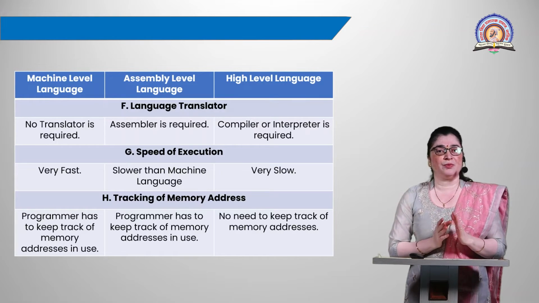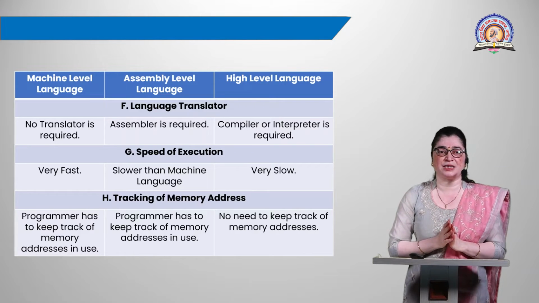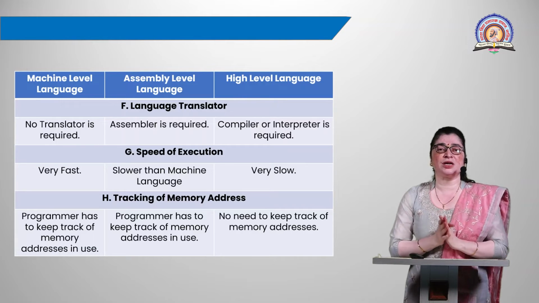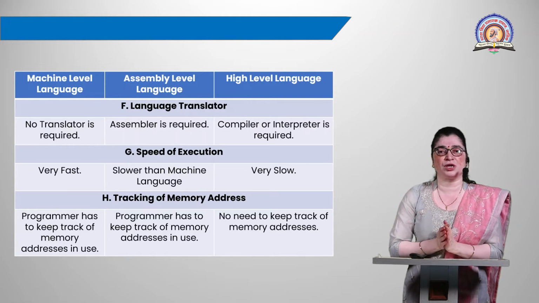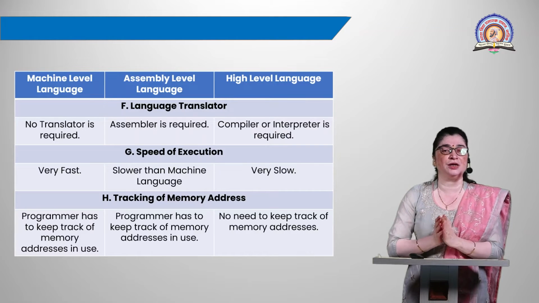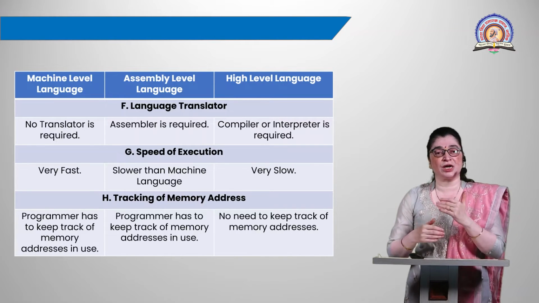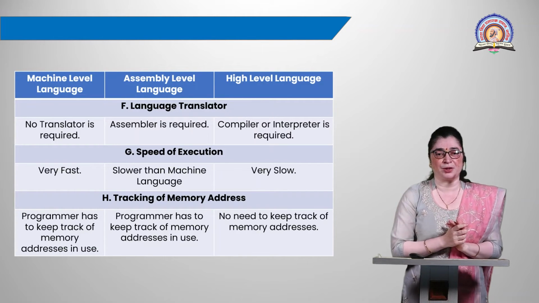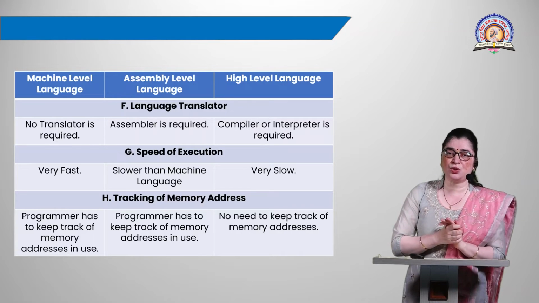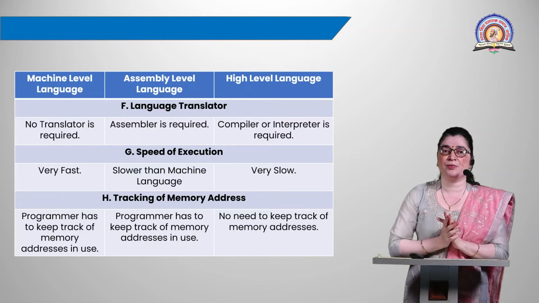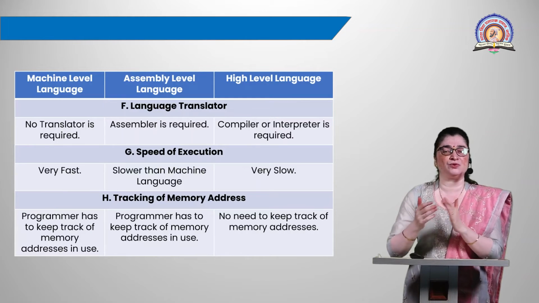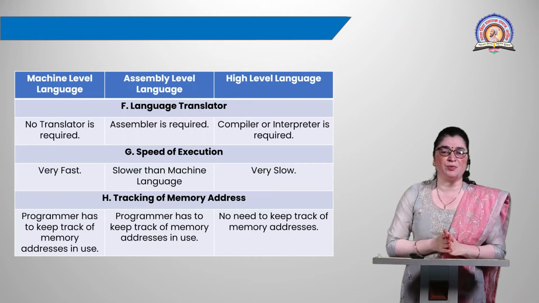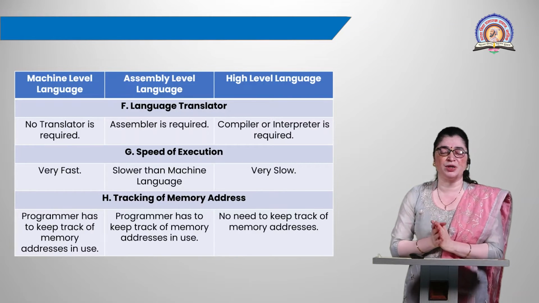Then memory addresses, tracking of memory addresses. In machine level language, the user must keep track of memory locations or memory addresses: which addresses are in use, which addresses are to be used, which are not used, which you have to use after some time. All that you have to remember. In the case of assembly language also, you have to keep track of memory addresses, which are to be used and which are not to be used. And in the case of higher level language, there is no need of keeping track of memory addresses or memory locations.